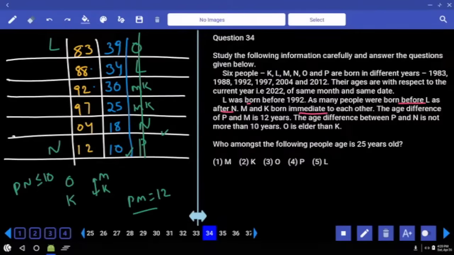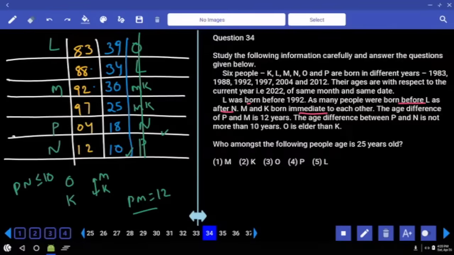Now we can write the possibilities of M. Where can we have this M? Can we have M at this place? Now if M is here 34, P must be 34 minus 12. How much? 22. Is it possible? No. Hence M cannot be here. Can we have M at this place? 30. 30 plus 12 or minus 12. Plus 12, 42 is not there. Minus 12, 18. Hence P must be here. P is here.